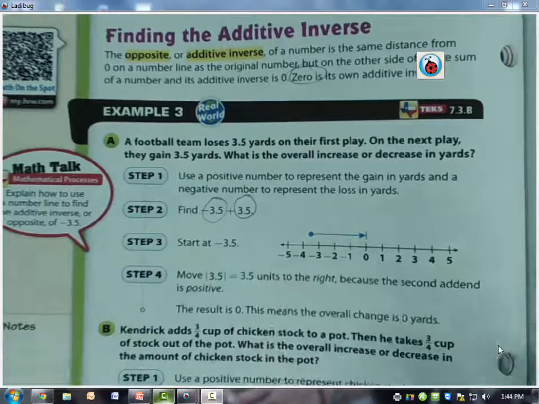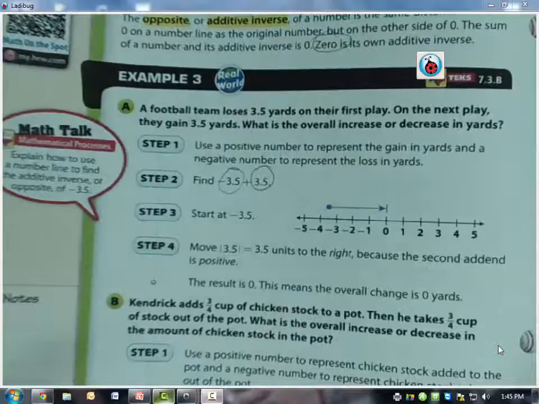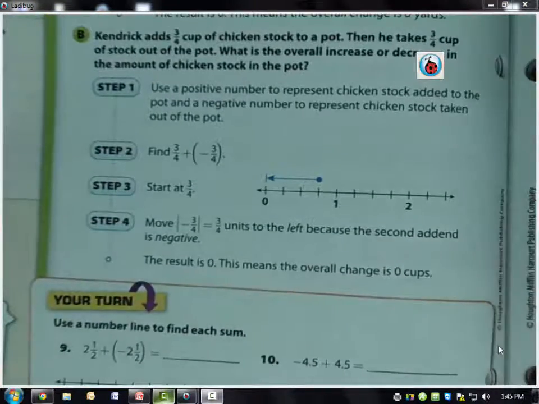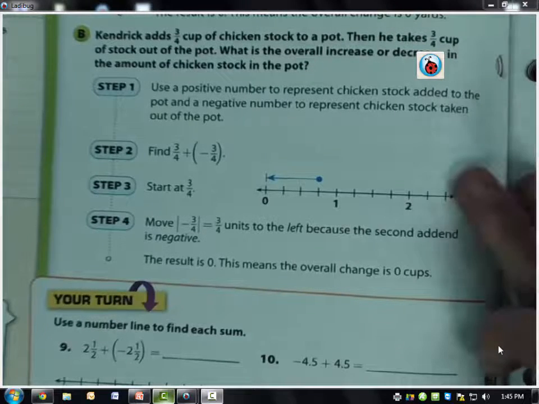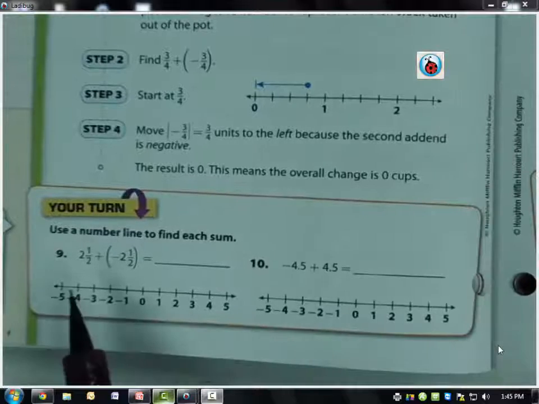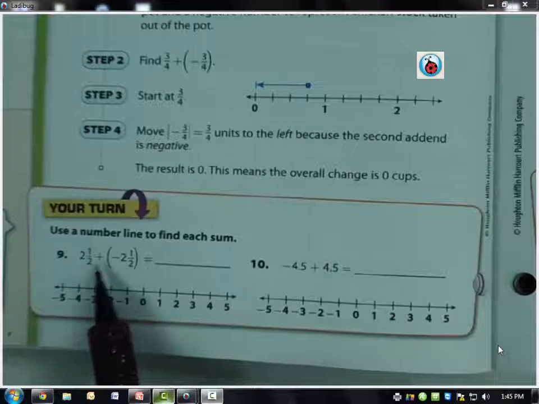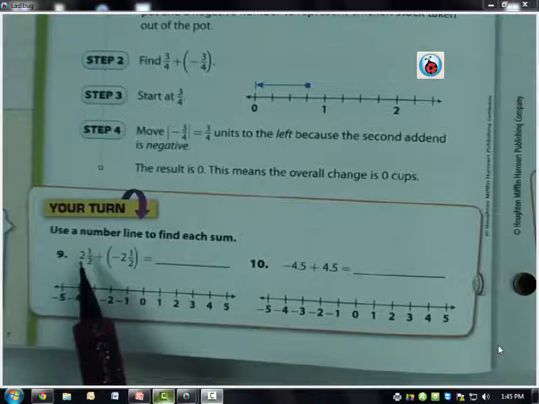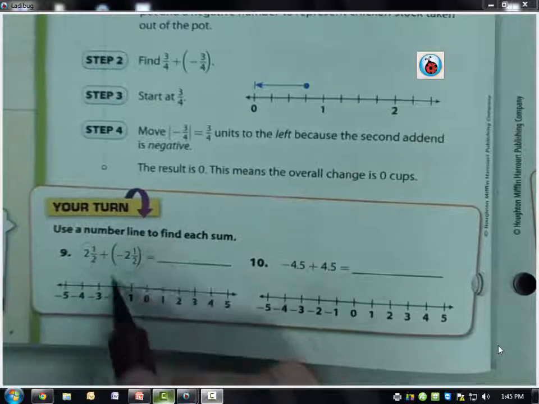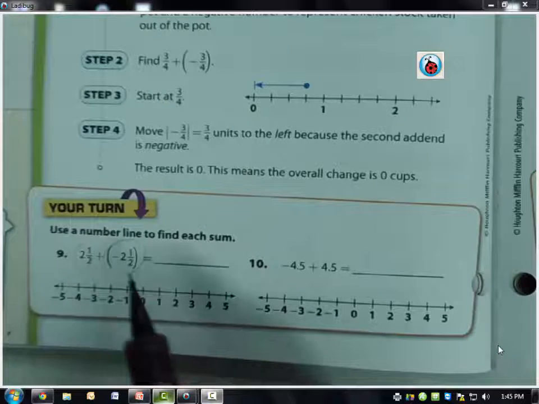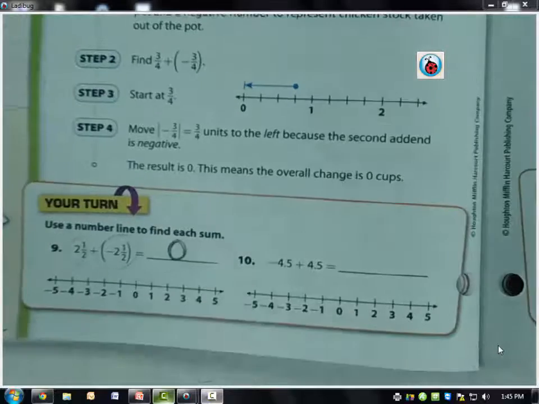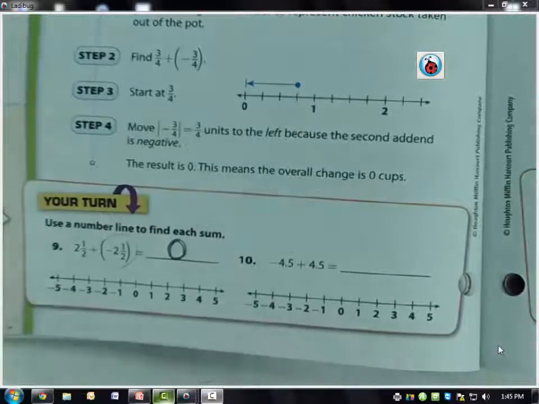Okay, 9. We don't really have to use the number 9, let's just look at it. I have 2.5. What's the opposite of 2.5? It's negative 2.5. So 2.5 plus negative 2.5, these are additive inverses, or opposites, so we're just going to end up with 0. These two are 0 because I have negative 4.5 and then I have 4.5, so this is going to end up being 0. Okay, moving on.